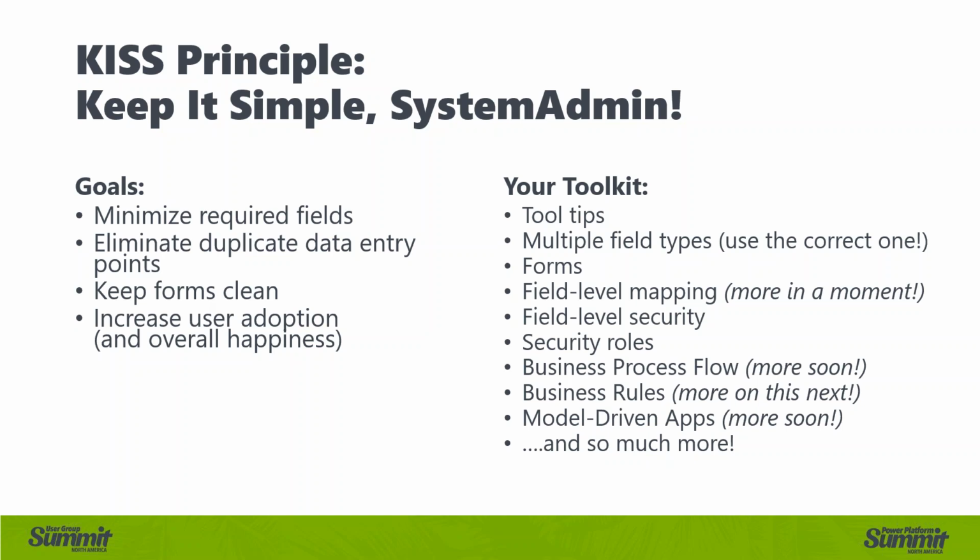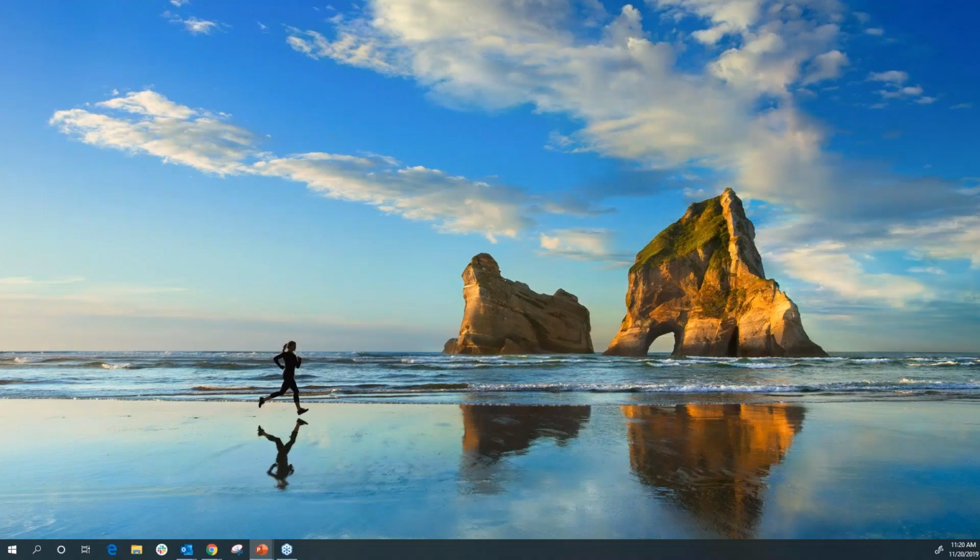Keep your forms clean. That goes along with our first tip about your visual learners. Make sure those forms are nice and clean. And your number 1 goal, increase user adoption and overall happiness. So what tools do you have in CRM to help you do this? Your toolkit's on the right-hand side. There are things like tooltips. If you don't know what a tooltip is, I'm going to show you very, very quickly.